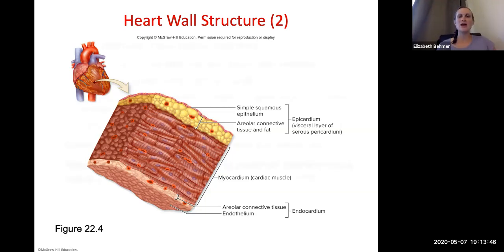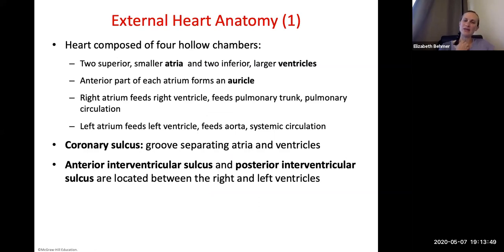Okay, but back now to external heart anatomy, and I'll eventually show you a picture. The heart has 4 chambers inside of it. There's 2 on the top and 2 on the bottom. The 2 superior chambers on the top are called atria, and the 2 larger inferior chambers are called ventricles. So atria are on the top and ventricles are on the bottom, and they're named right and left atria and right and left ventricles for which side of the heart they lie on. The anterior part of each atrium forms an auricle, which looks like an extra flap of tissue on the outside of the heart itself.